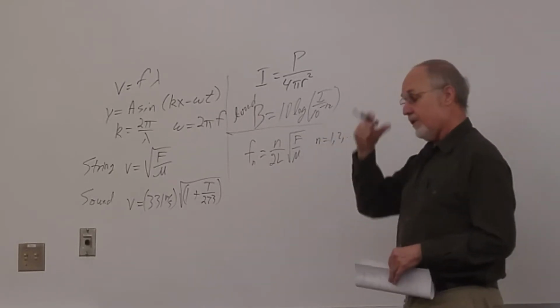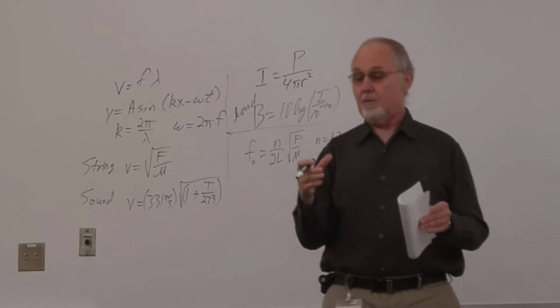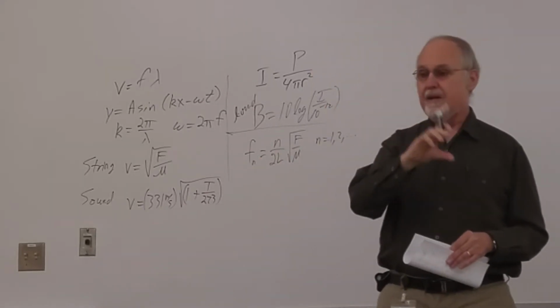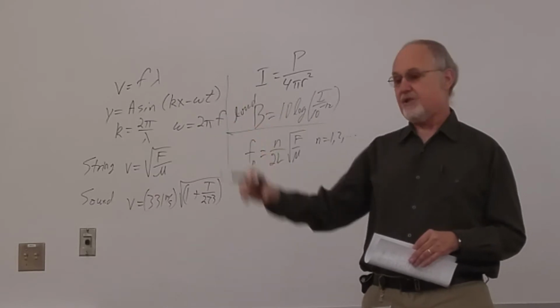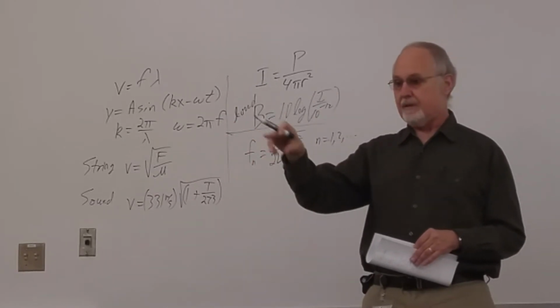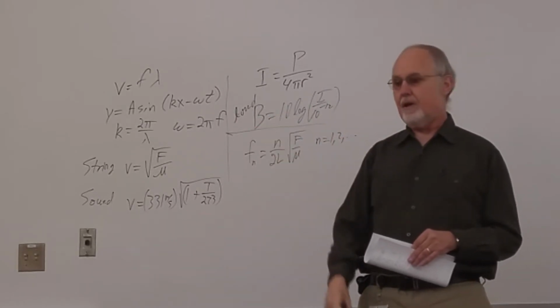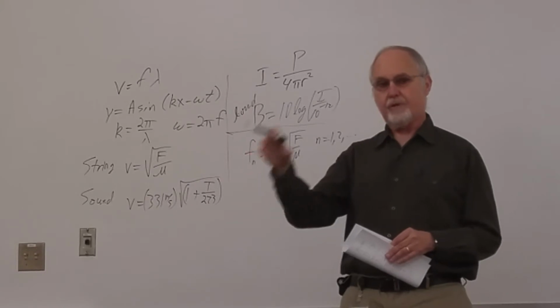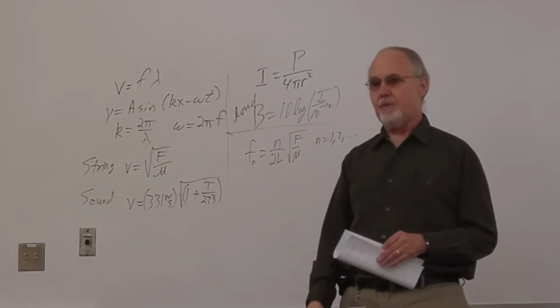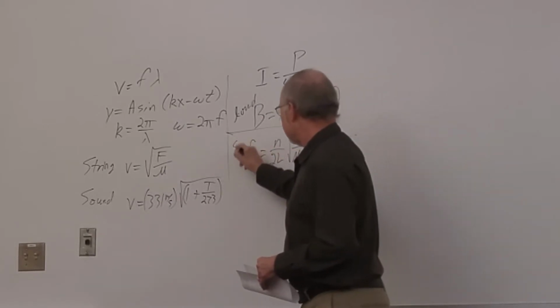Remember that looking at that standing wave on the string, n equal 1 or 2 or 3, that's how many of those half wavelength segments you had along the string. So just one segment, that was n equal 1. Two segments going along, that's n equal 2. Three segments, that was n equal 3. That was for the string.